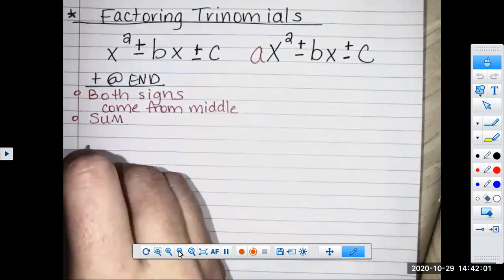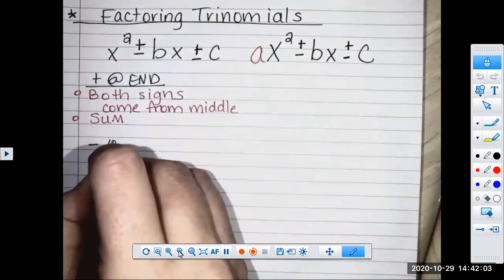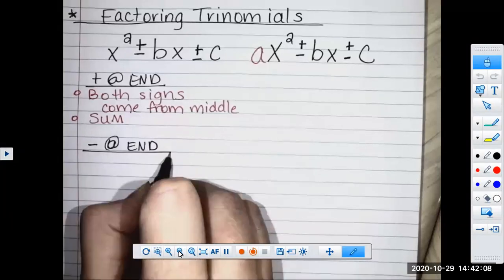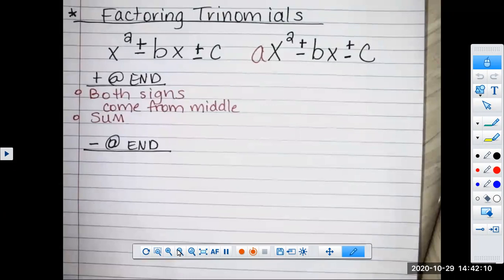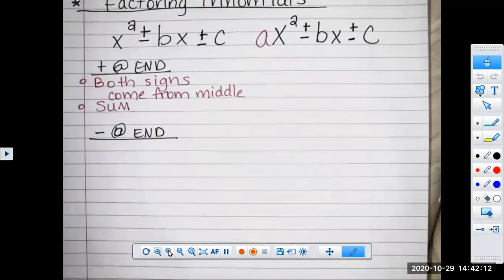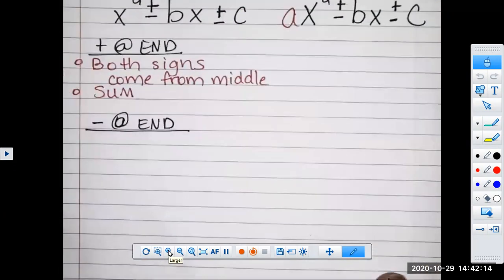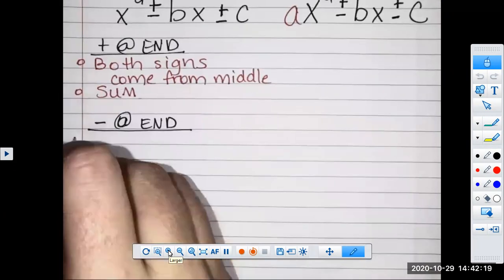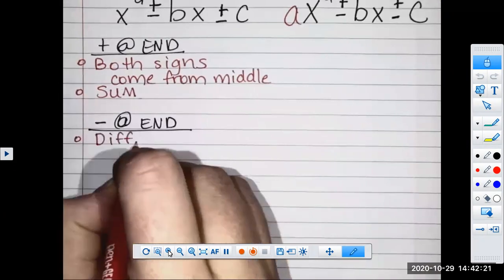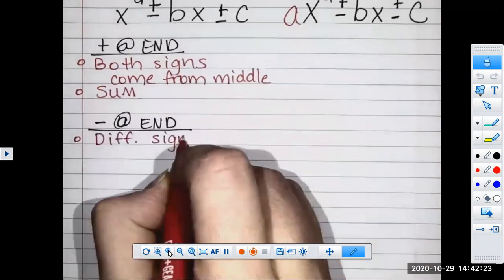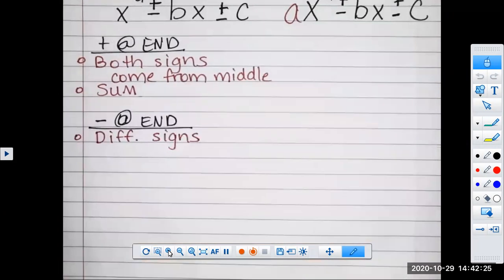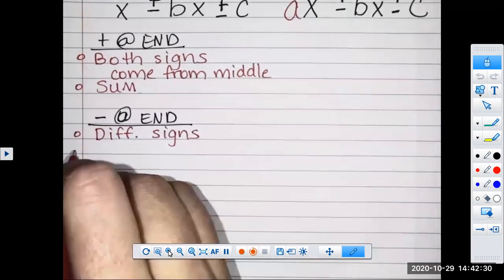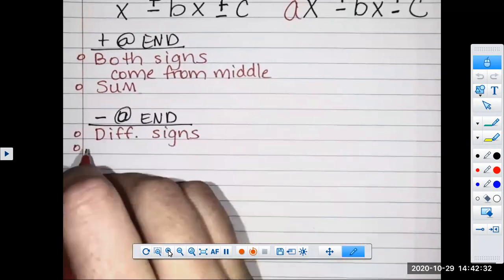If you have a negative at the end, or a minus sign, you're going to have different signs. So one will be a plus, one will be minus. And you're going to look at two numbers that subtract.